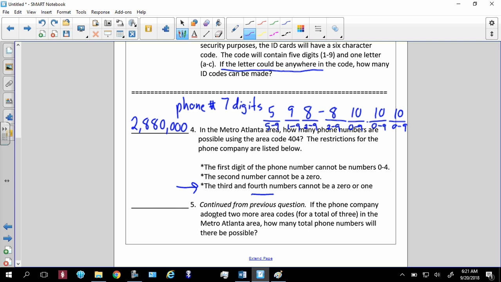If the phone company adopted 2 more area codes, okay? Now, 2 more area codes, I'm going to do this 2 ways so you can see this. 2 more area codes means there's another 2,880,000. There's another 2,880,000. Okay? So if you want to add 2 more, you can do that, or you could just simply multiply by 3. You get 8,640,000 total phone numbers. Okay?